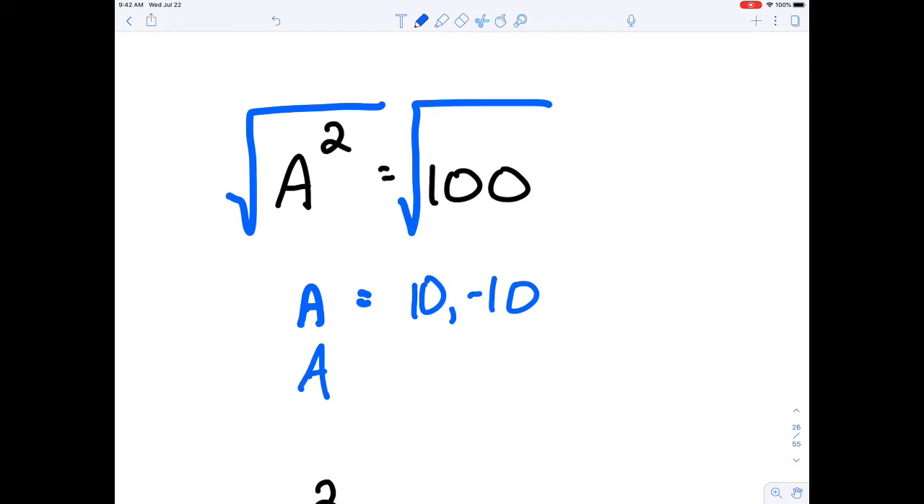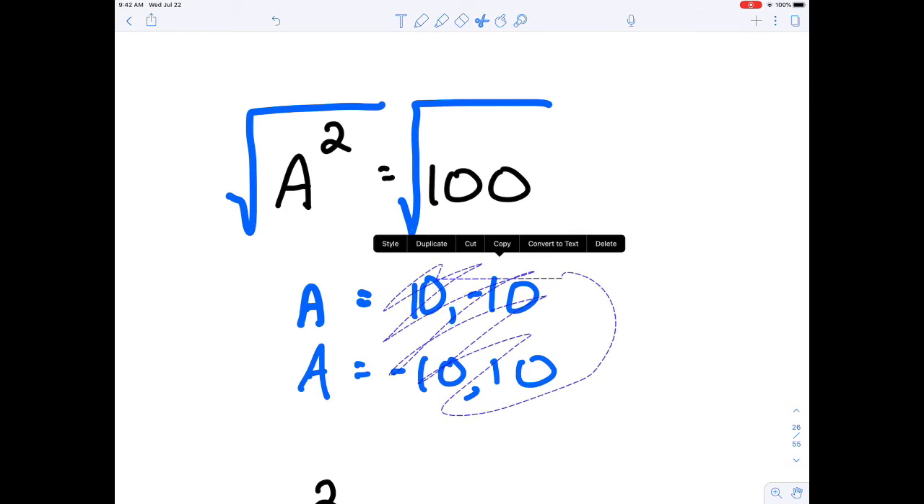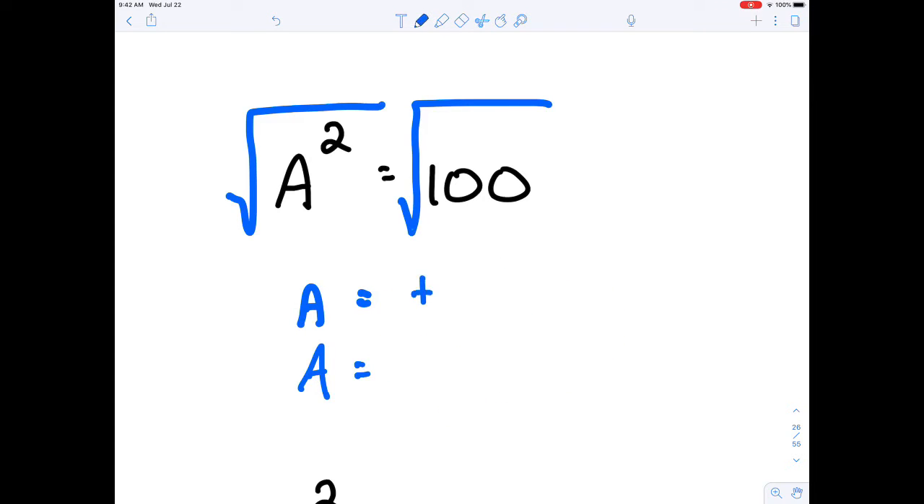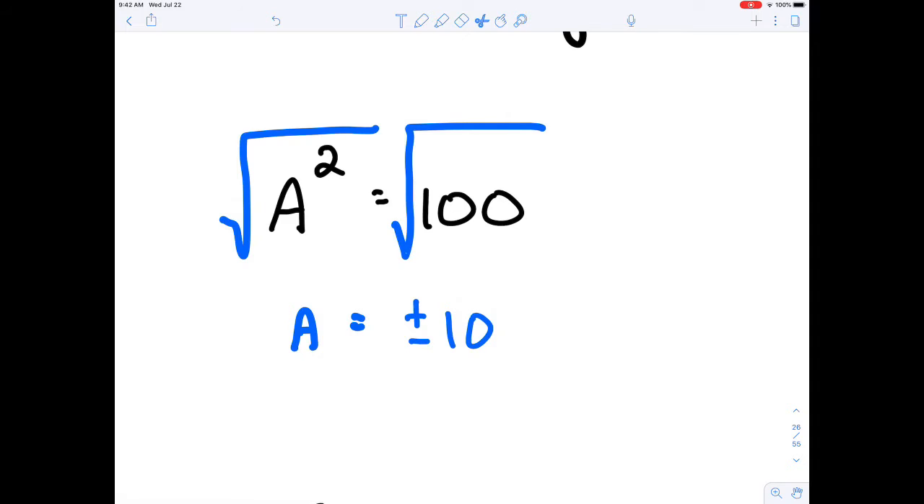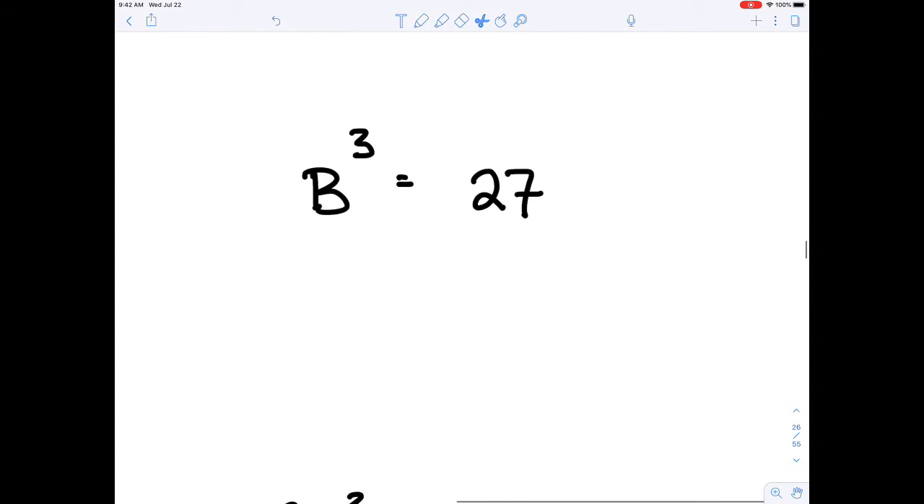You could, of course, reverse them. That wouldn't make any difference. And a really common way to write them, more so than this, is to just write plus or minus 10. That's probably the easiest way to write them and the most concise. So with that in mind, let's move over to a cubic root.